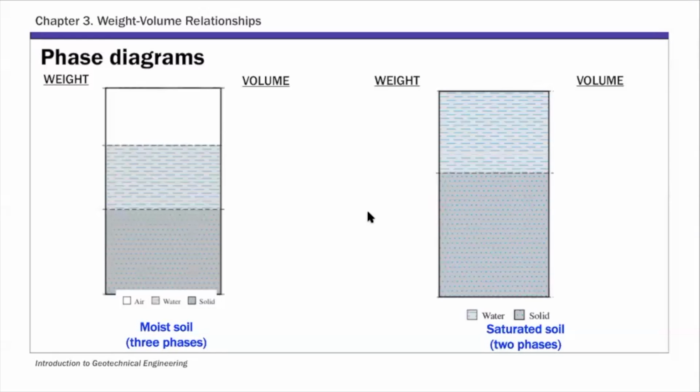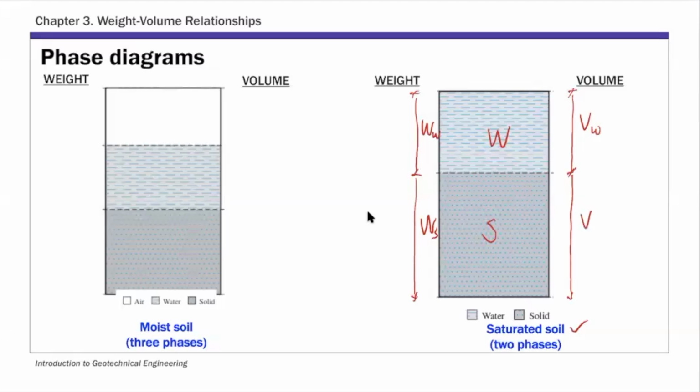And on the right-hand side, this is a phase diagram for what we call saturated soil. Saturated soil basically means all the voids are occupied by water. That's called saturated. And there are only two phases for saturated soil. There's no air phase. So for saturated, you have solid and water. And on the volume side, you have volume of water and volume of solids. Okay. So that's for saturated soil.